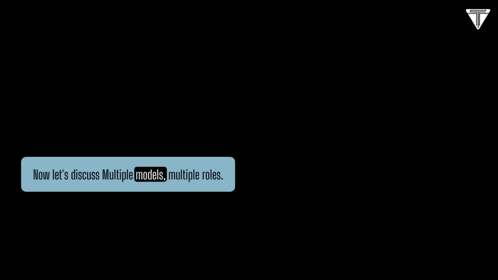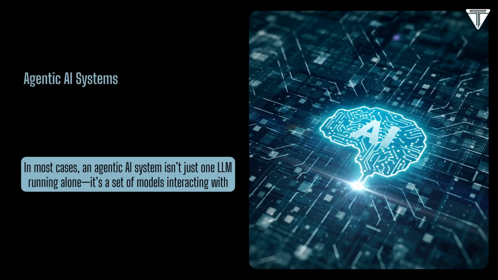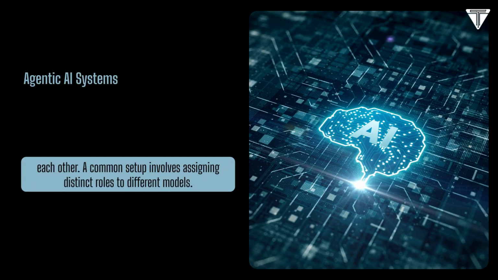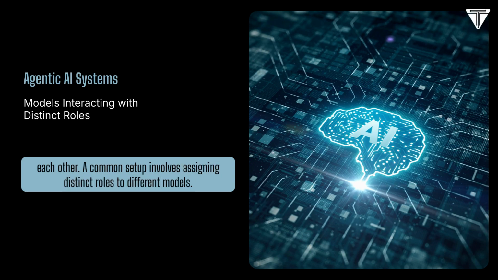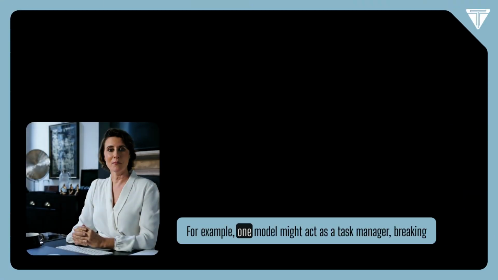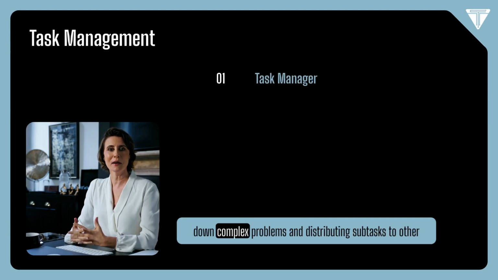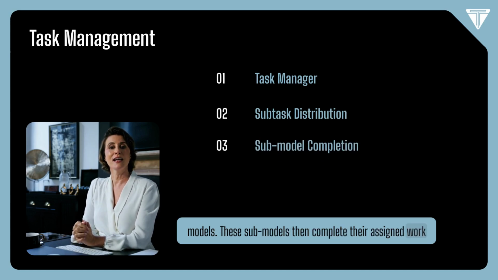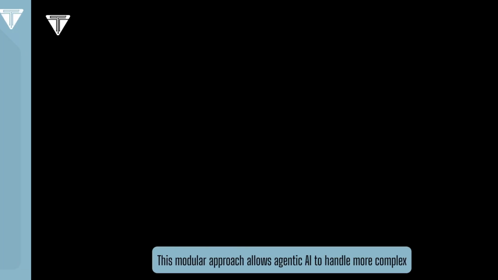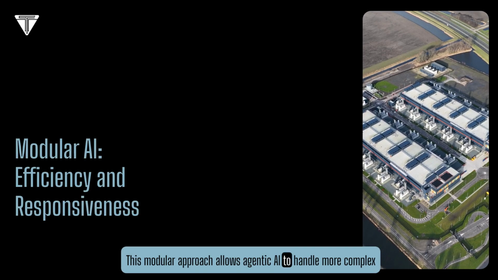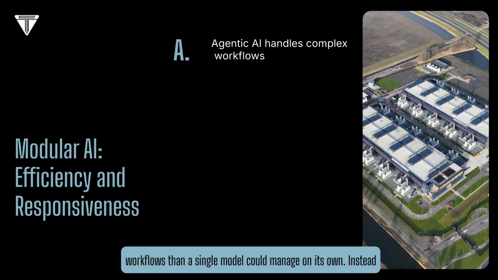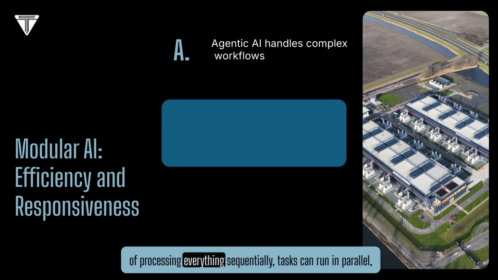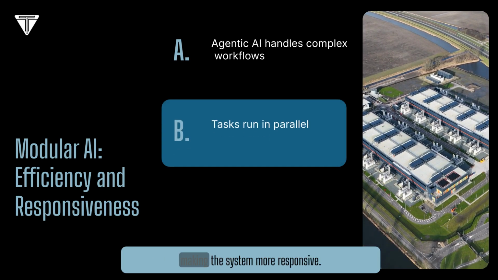Now let's discuss multiple models, multiple roles. In most cases, an agentic AI system isn't just one LLM running alone. It's a set of models interacting with each other. A common setup involves assigning distinct roles to different models. For example, one model might act as a task manager, breaking down complex problems and distributing subtasks to other models. These submodels then complete their assigned work and pass their output back to the task manager for evaluation and integration. This modular approach allows agentic AI to handle more complex workflows than a single model could manage on its own. Instead of processing everything sequentially, tasks can run in parallel, making the system more responsive.